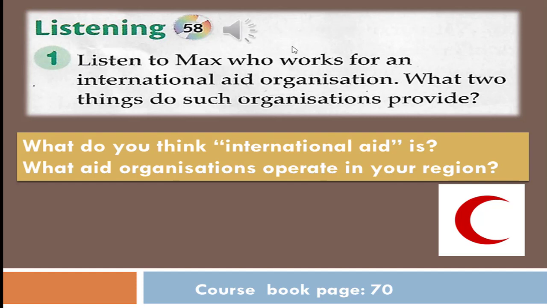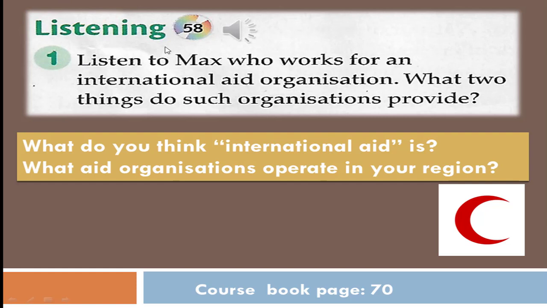Now, we are going to listen to Max, who works as a volunteer for an international aid organization. What two things do such organizations provide? So you are going to listen and tell me what are the two main things that these organizations give to people who are affected by natural disasters. Listen.